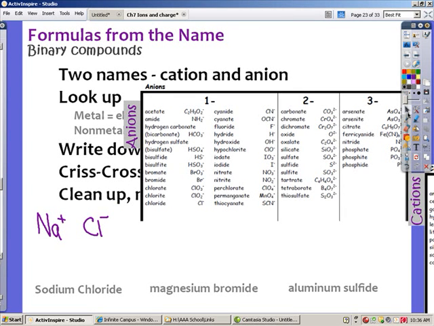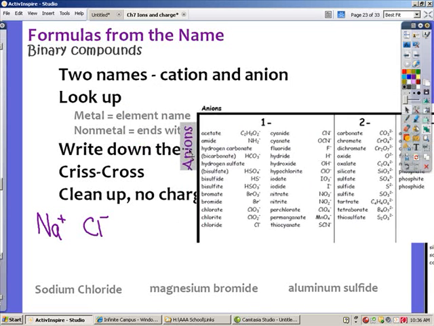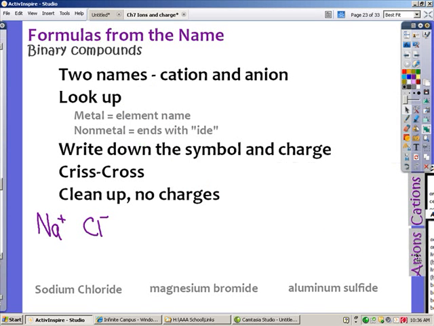And the last thing we have to do is crisscross our charges to balance everything out. And in this case, we got +1 and -1, so they already cancel out. And so I can just clean everything up. Notice when I have my final compound here, the formula, that I don't have any charges in it. Charges have been canceled out, so we don't write them in there.